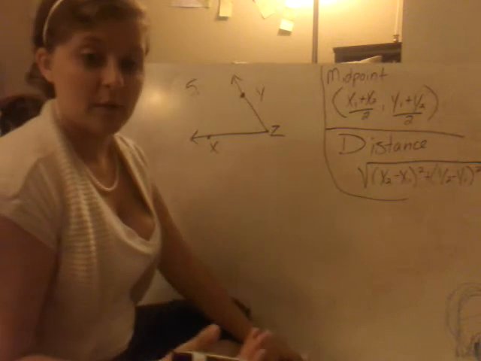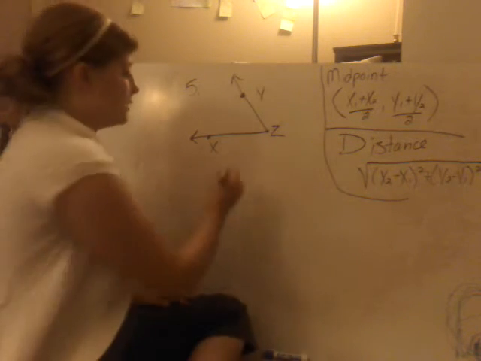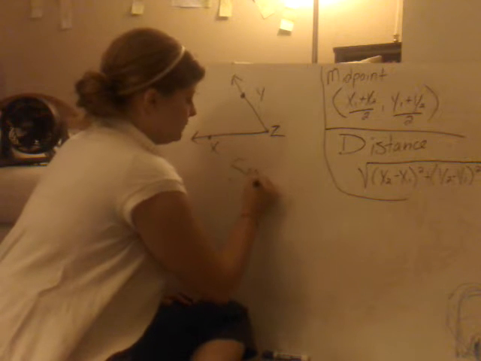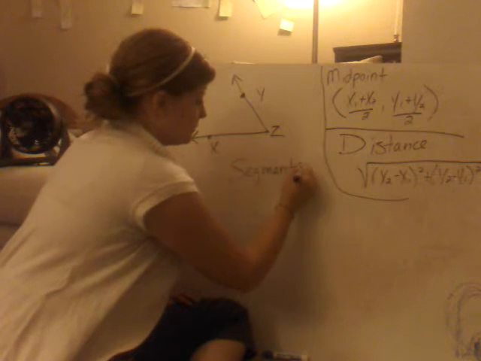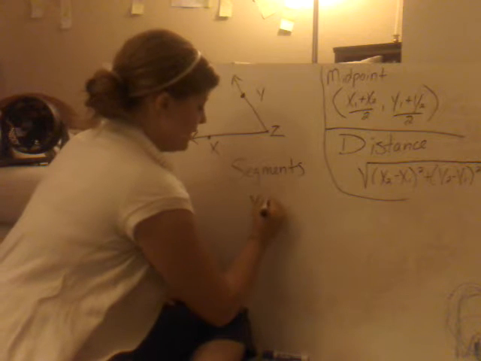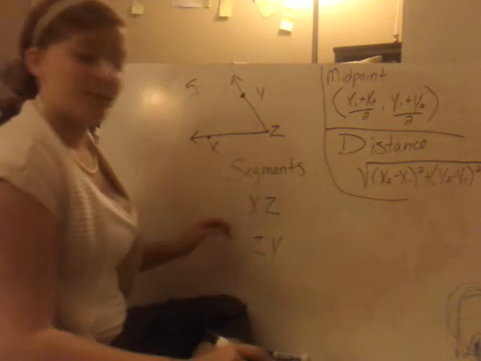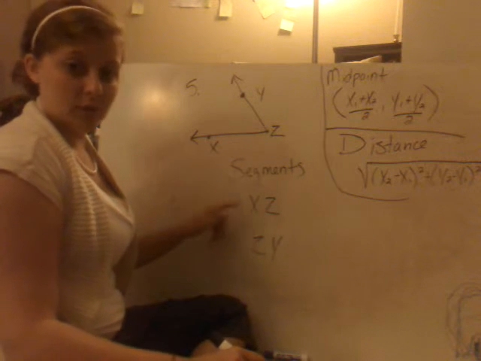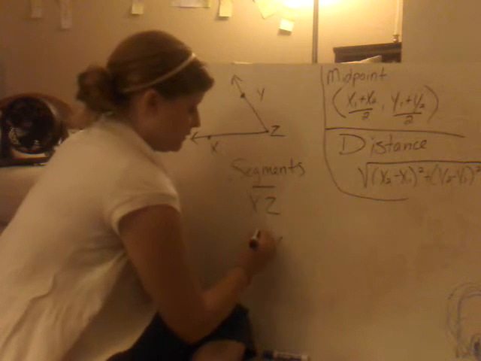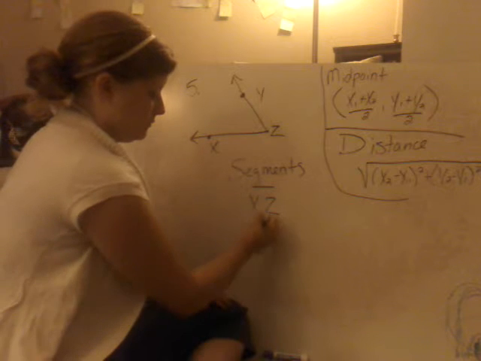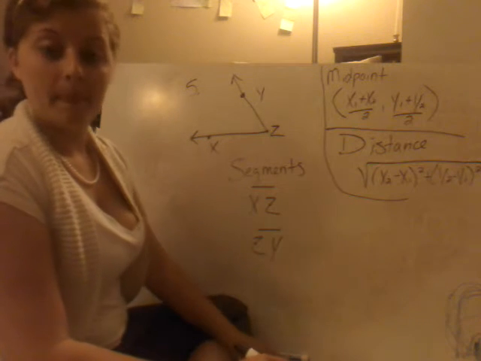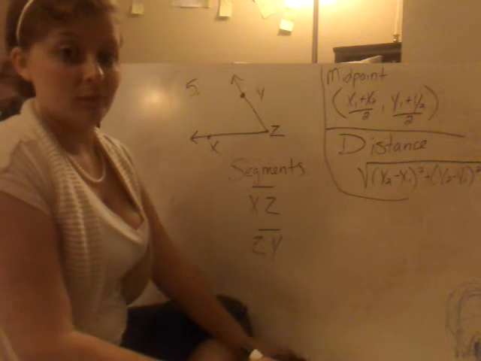Now there are segments of this because we have these additional points. The segments are XZ and ZY. It doesn't matter which way you write the letters. That's why I wrote them different ways here. Segment. Segment. And that's it.